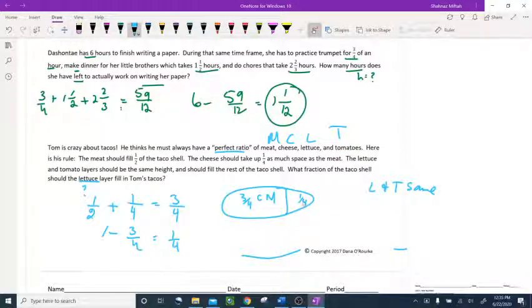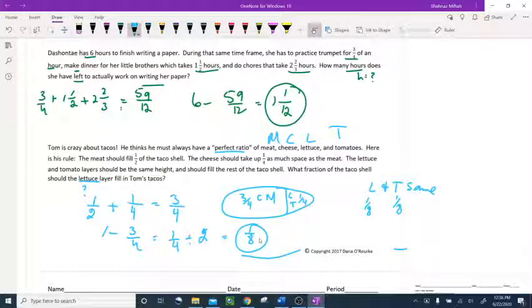Now they're only asking for the lettuce. So how do I find lettuce? Because tomato and lettuce have the same height and should fill the rest of the taco. So this area should have lettuce and tomatoes both. Okay, so I'm going to divide this area 1/4 by 2 because I have lettuce and tomatoes. It will give me 1/8. So for lettuce, I have 1/8 space, and for the tomato, I also have 1/8 space. But since they're asking only lettuce, we're going to give them just the lettuce, okay?